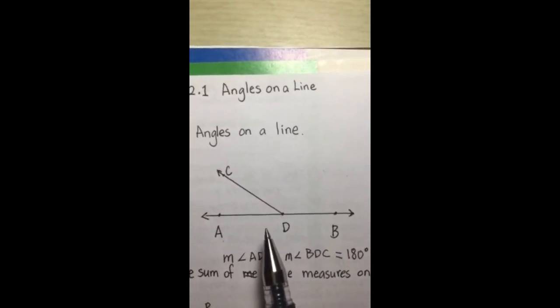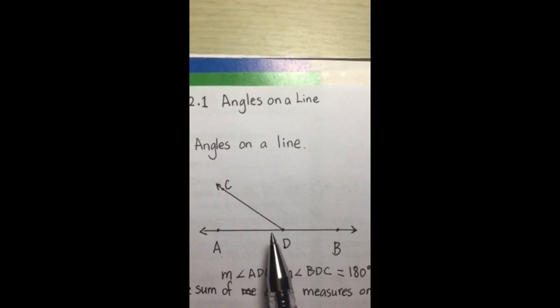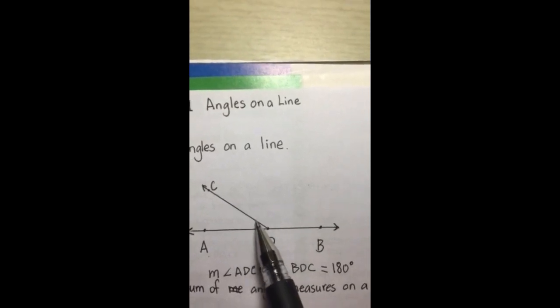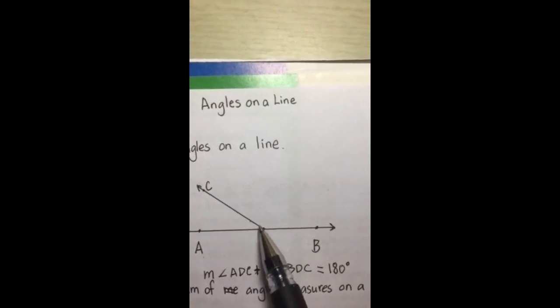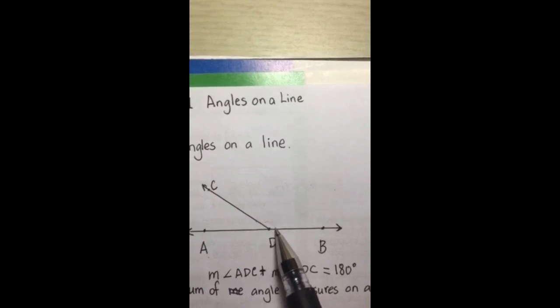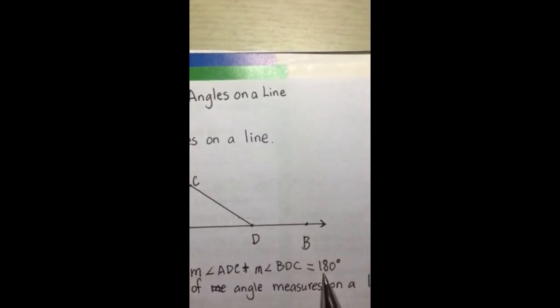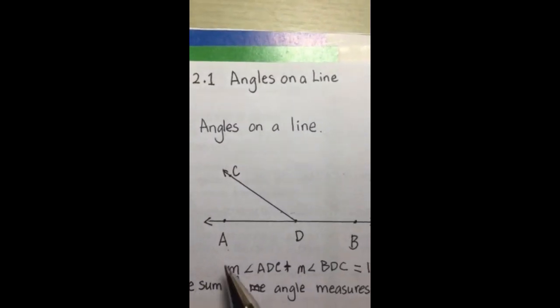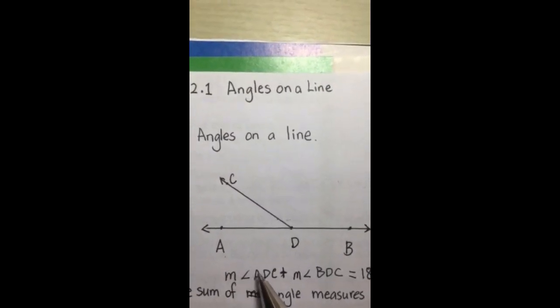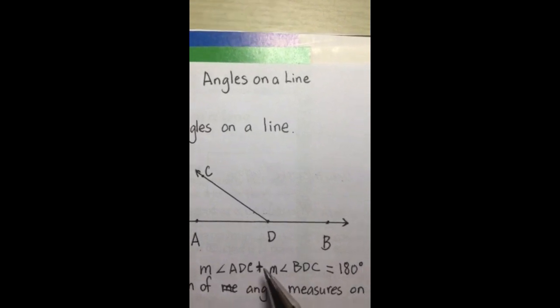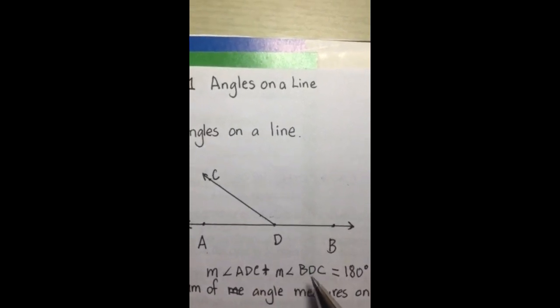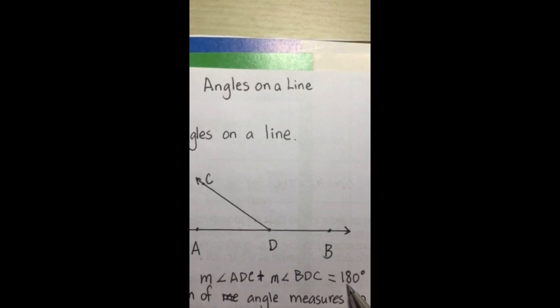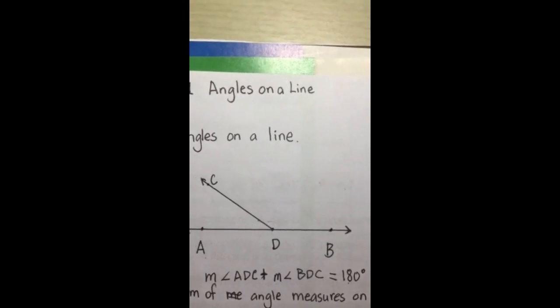One important property of angles on a line is that the measure of this angle and the measure of this angle make 180 degrees. So this is how we can write it: measure of angle ADC add measure of angle BDC is 180 degrees.